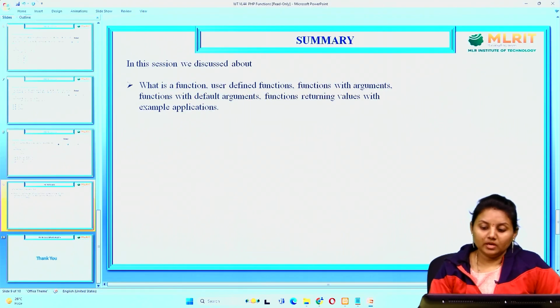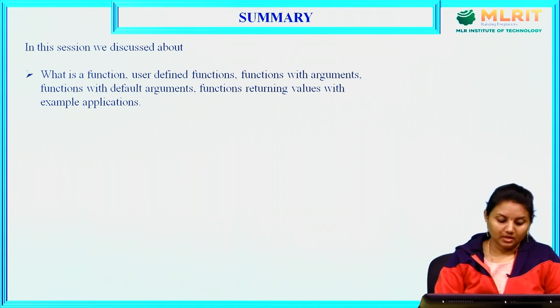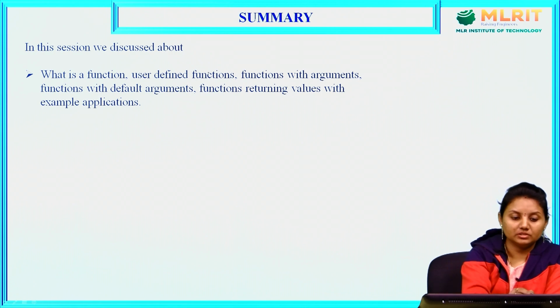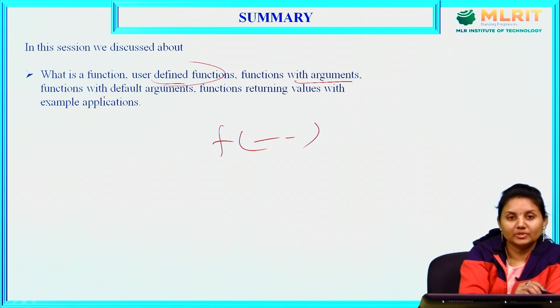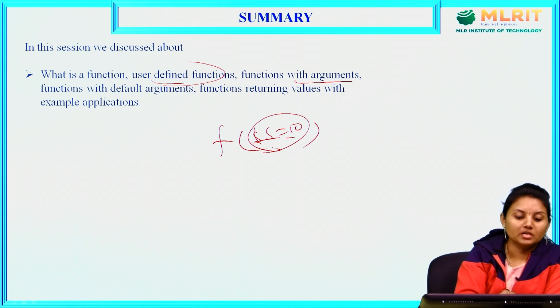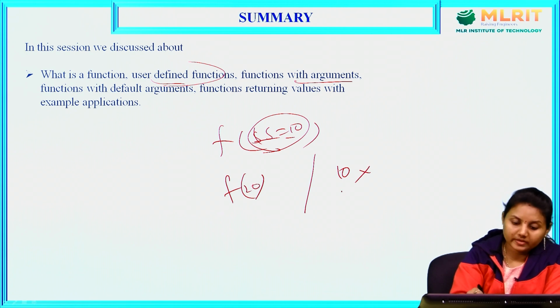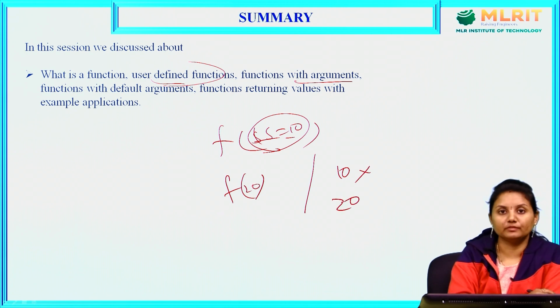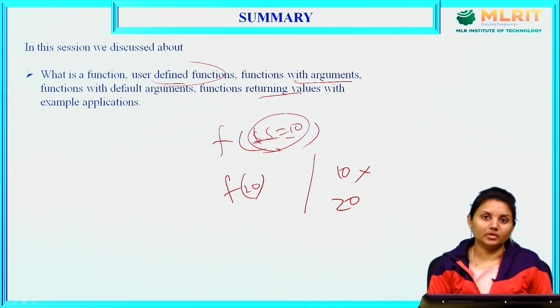So hope you all understood. In this session we have discussed what a function is and user defined functions. What are user defined functions? Function with arguments which you are going to give inside the function, and function with default values, like x equals 10. So this is default. When you call f, the output will be 10. If you are giving 20, the output will not be 10, it will be 20, even though there is a default. Okay. And functions returning a value using the return statement. Hope you all understood. Thank you all.